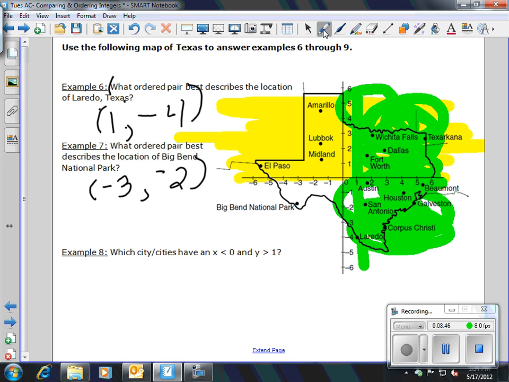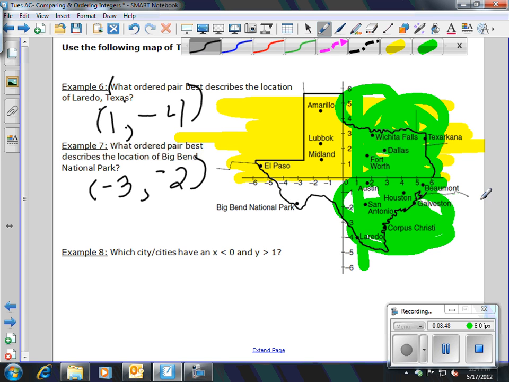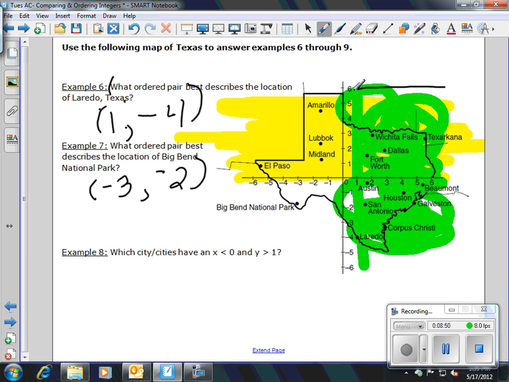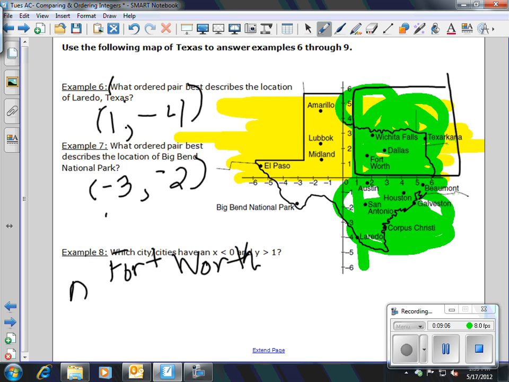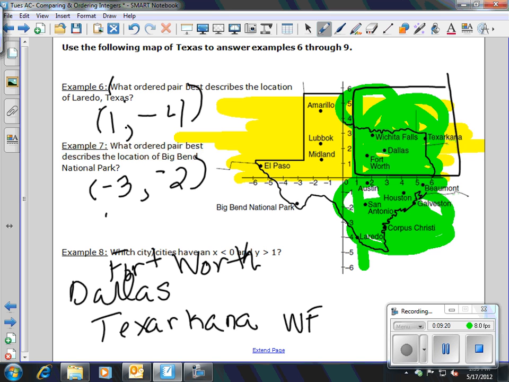So what values are those? What cities are in that overlapping area? I've got Fort Worth. I've got Dallas. I've got Texarkana. And Wichita Falls. I'm just going to abbreviate that.